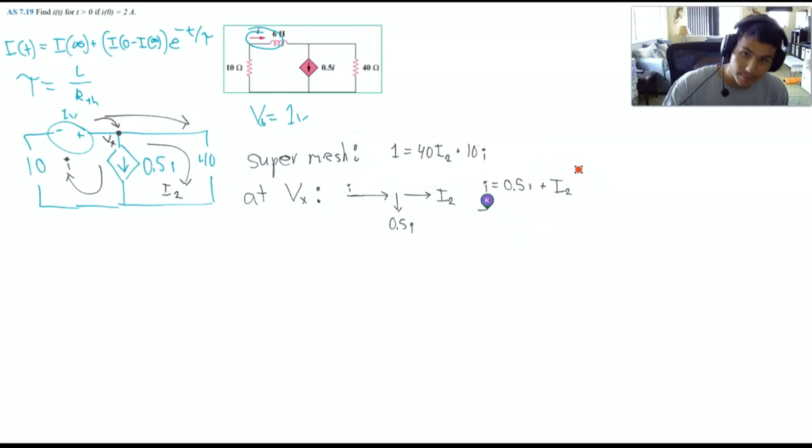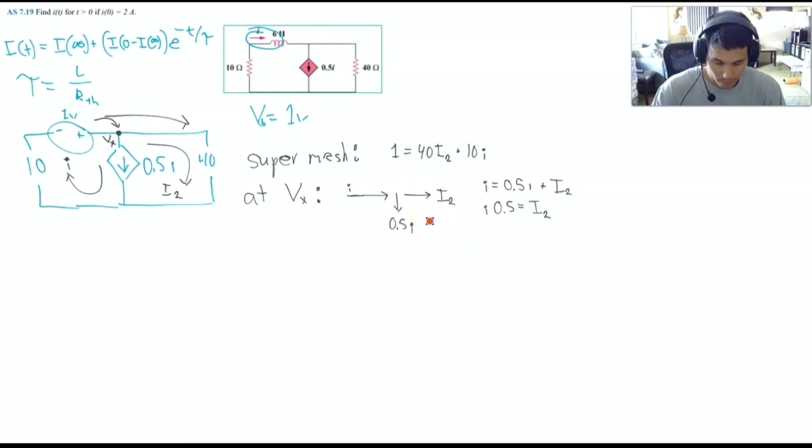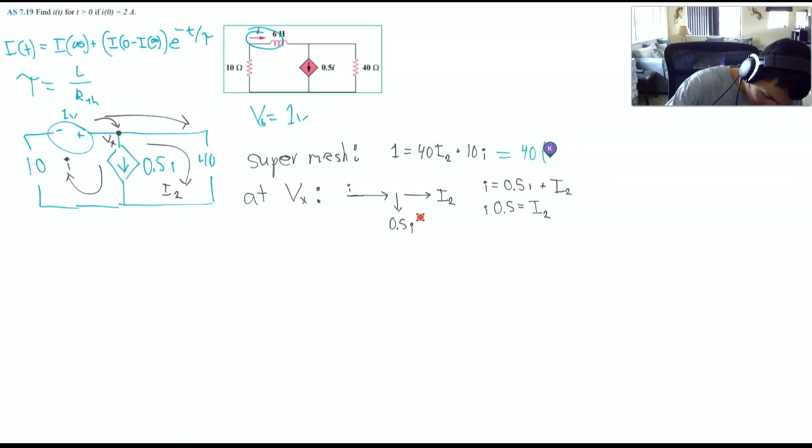So let's rewrite this all in terms of i. If we subtract this 0.5i on the other side, we just get 0.5i is equal to I2. Now we can insert this information into this equation and solve. So it'll be 40, and I'll substitute this in where I2 is, so it's going to be 40 times 0.5i plus 10i.